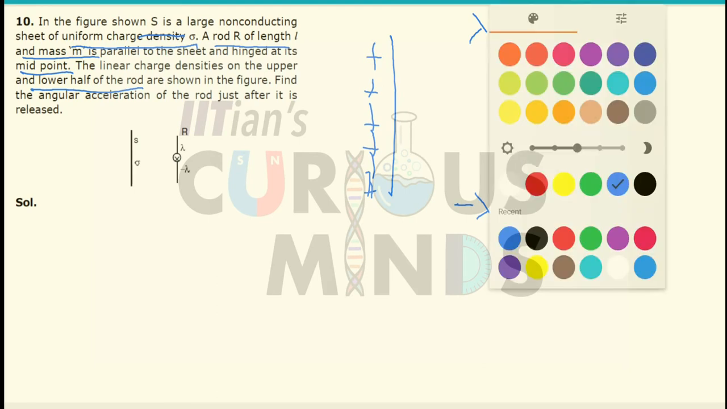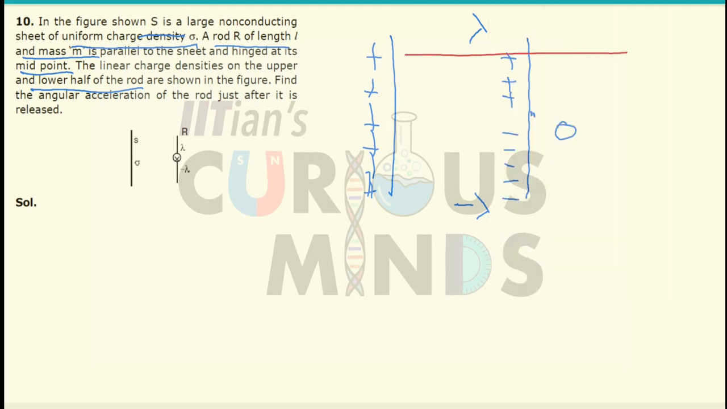Since the electric field will be in this direction, the positive charges will experience a force in this direction and the negative charges will experience a force in the opposite direction. Due to this, a torque will be produced. We have to find the value of the torque for this entire rod.